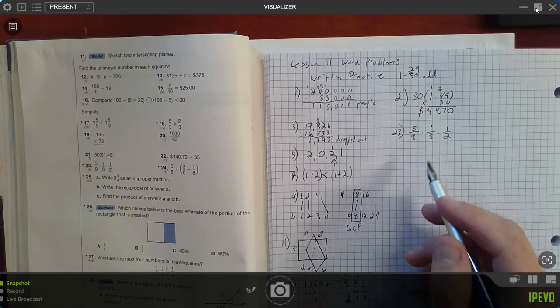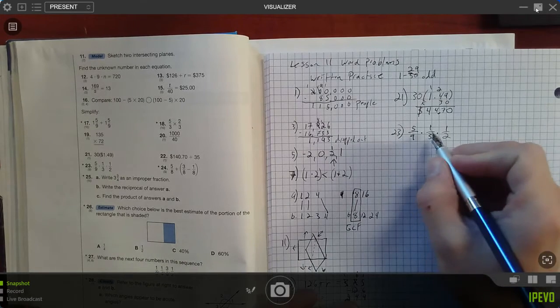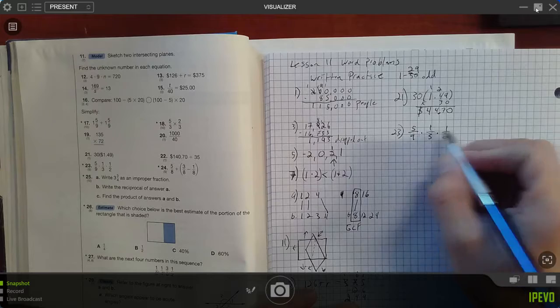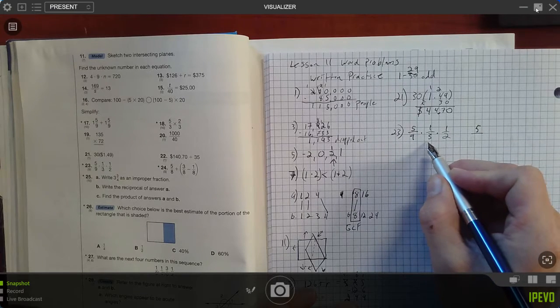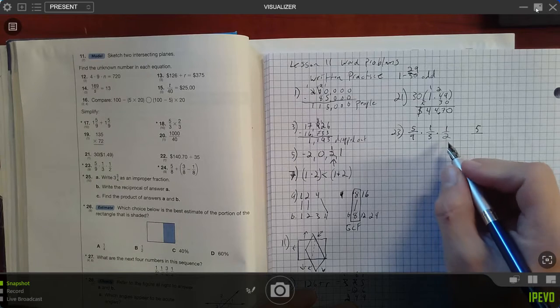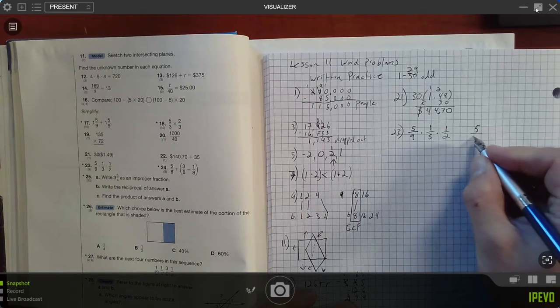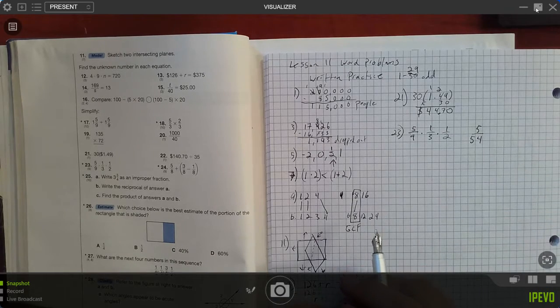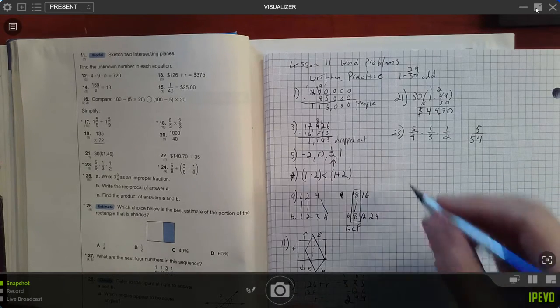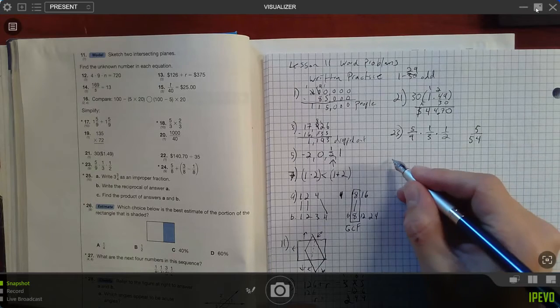Okay. So when we do this here, 5 is going to multiply across and just be 5. 9 times 3 is 27. 27 times 2 is 54. Okay, 5/54. And that cannot be simplified because 5 is prime.